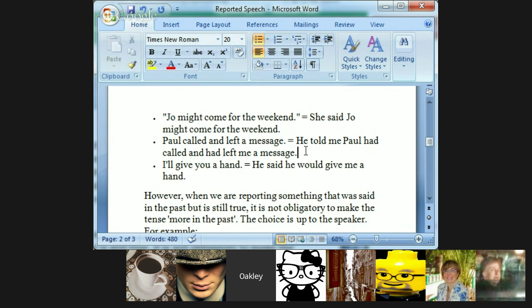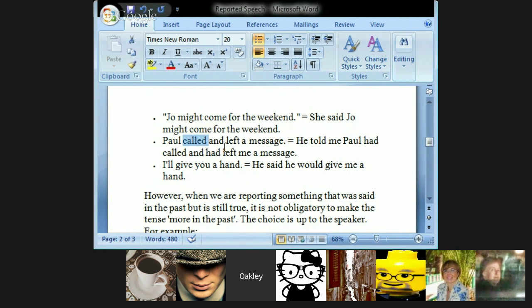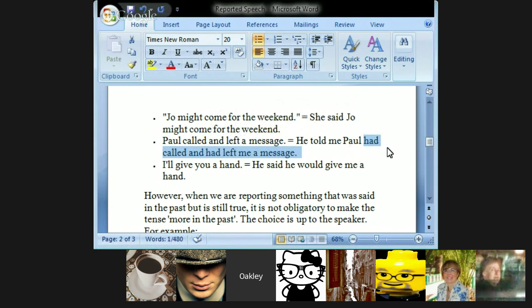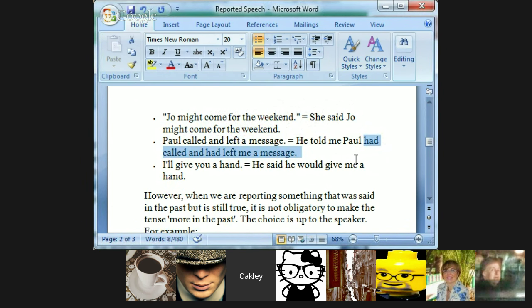Here there is a reported speech about an effect in the past, and the past simple is converted into past perfect. Very good. Called, two verbs, both in past simple: called and left. Had called and had left me a message.